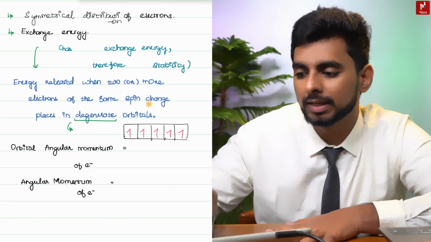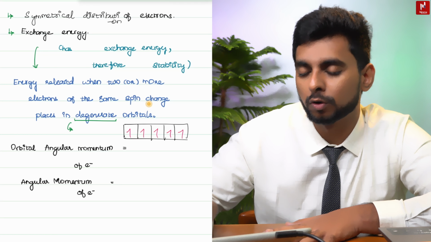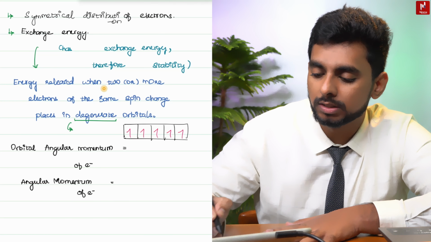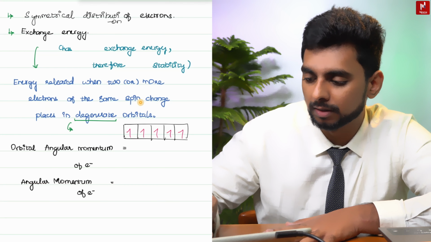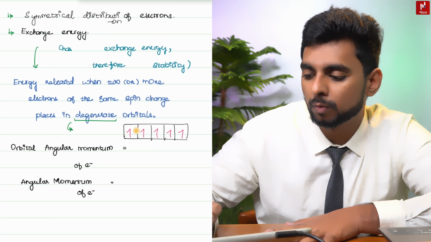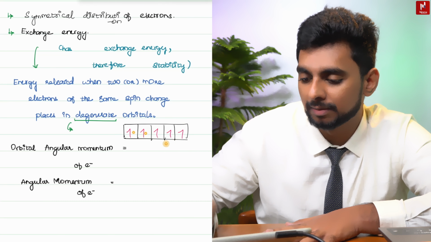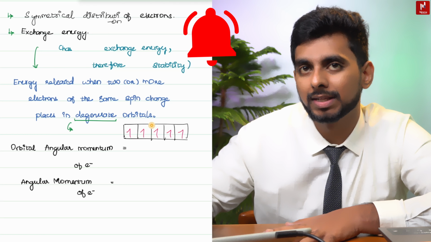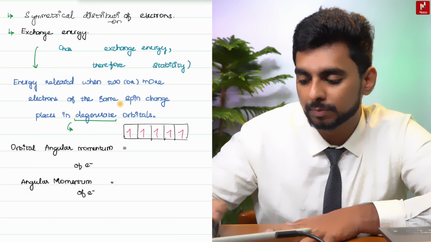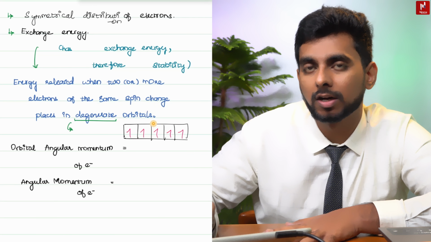Therefore the possibility for the stability is more. Okay, so that's what I have written over here. Energy released when two or more electrons of the same spin, when it jumps from one orbital to the other orbital in the same subshell, you will have a small energy released. That is, energy is released when two or more electrons of the same spin change places in the degenerate orbitals.